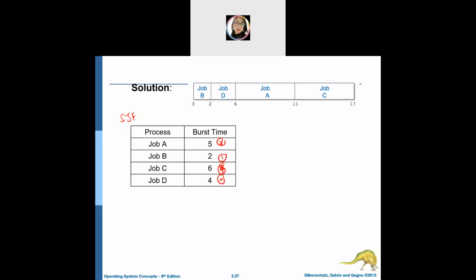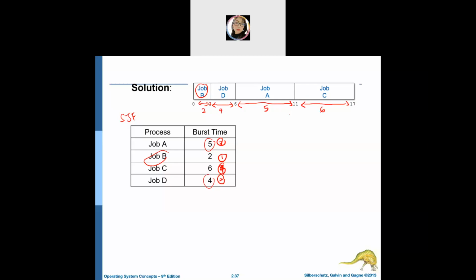So let's draw our scheduling chart. First is our job B. Job B will be done first, which is 0 until 2. After that is our job D, which is another 4. Third is job A, 5. Lastly, your job C will be another 6.